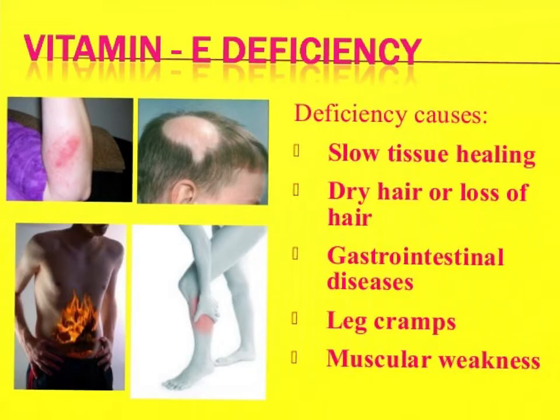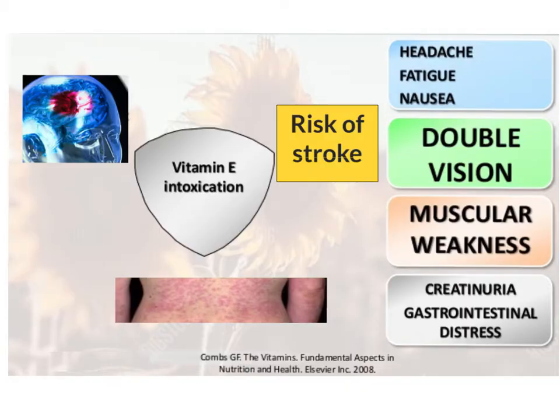Some signs of vitamin E deficiency are slow tissue healing, which is why it's used for creams when you have a scar to stop from scarring, dry hair, loss of hair, gastrointestinal diseases, lots of stomach aches, leg cramps, and muscular weakness. An overdose of vitamin E can cause rashes, an increased risk in stroke, and sometimes affects the brain, causing double vision, headache, fatigue, and nausea because of those effects. Similar to having too little vitamin E, it will often cause muscle weakness and gastrointestinal distress.